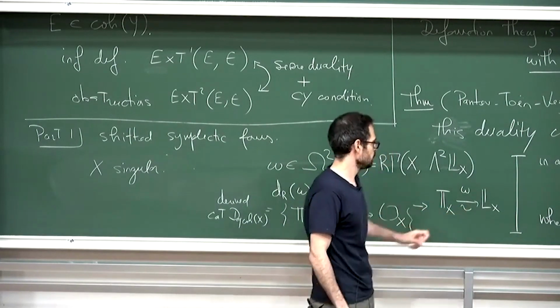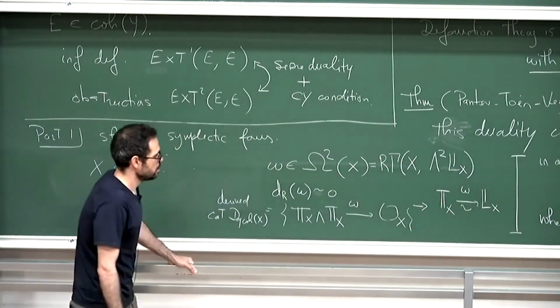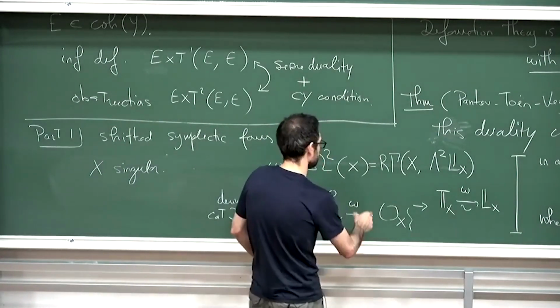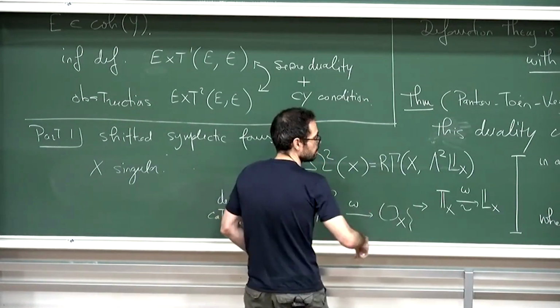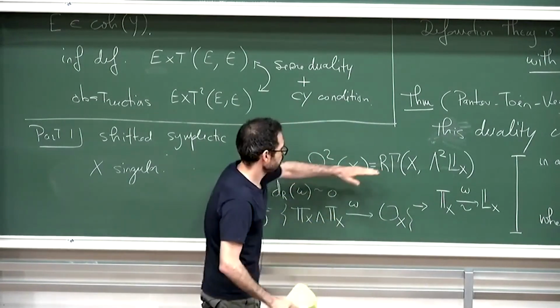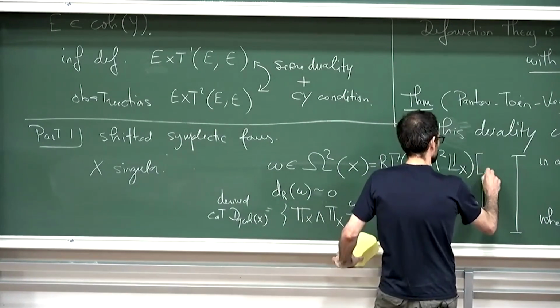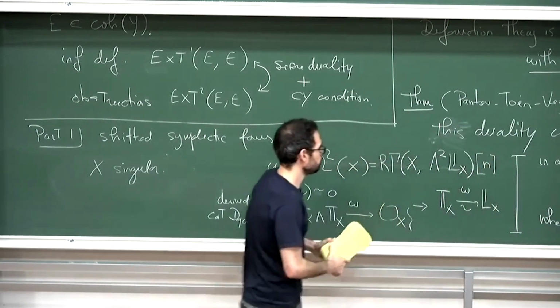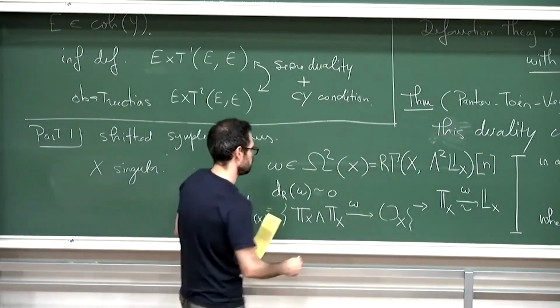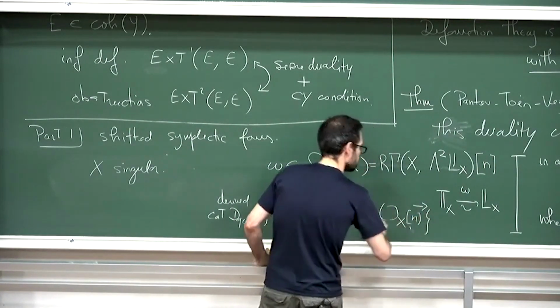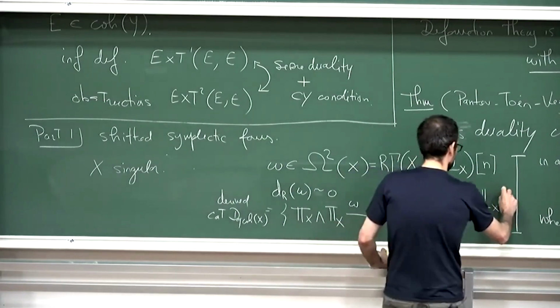Of course, the moment I start playing this game, since this is now a complex, I can also allow forms to live in different homological degrees of this complex. In particular, I can allow my form to live in any degree n. And this time I'm going to have a shift here by n.